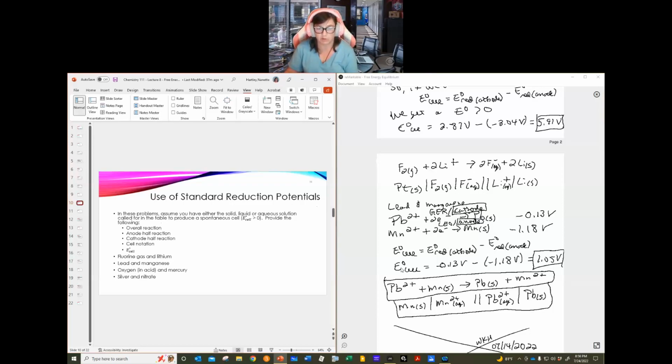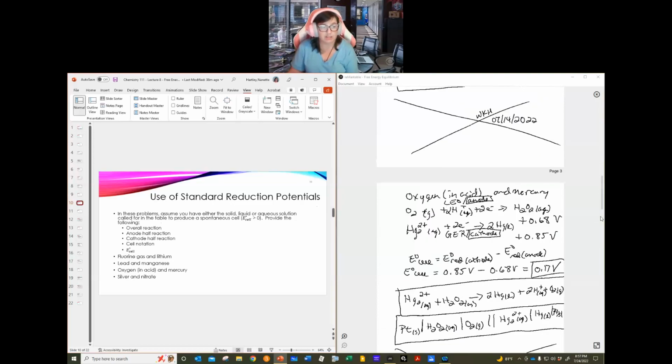Writing that for the way that we're doing this, it's Pb2+ plus Mn goes to Pb solid plus Mn2+. Now I've got a solid on the Mn and a solid on the Pb, so it's Mn solid, phase boundary, Mn2+ aqueous. Then I have another cell with Pb2+ aqueous going to Pb solid. And that's my full cell notation, my overall reaction, my full cell potential, my anode half reaction, and my cathode half reaction. Okay?